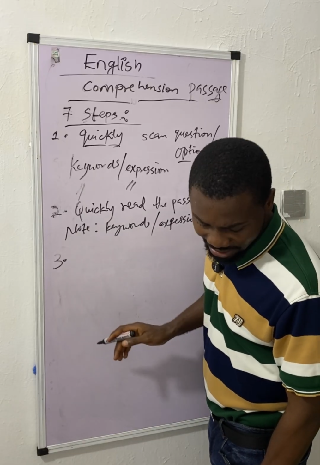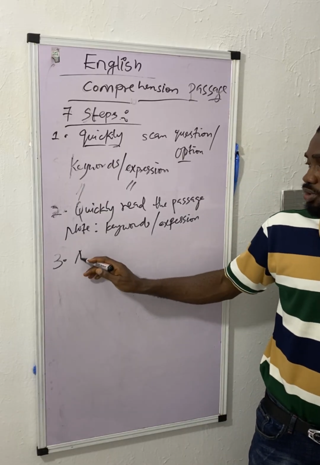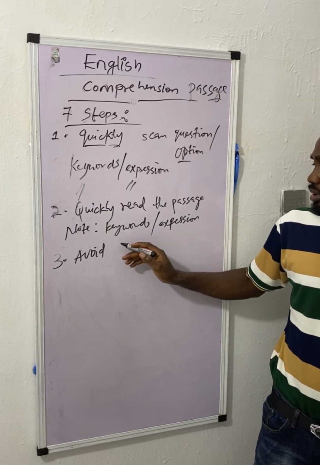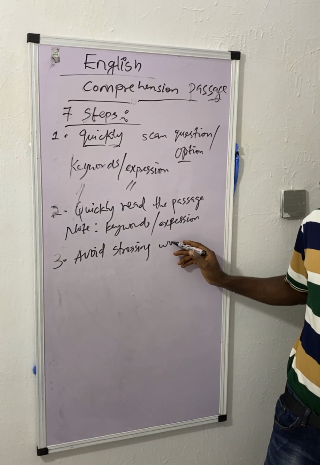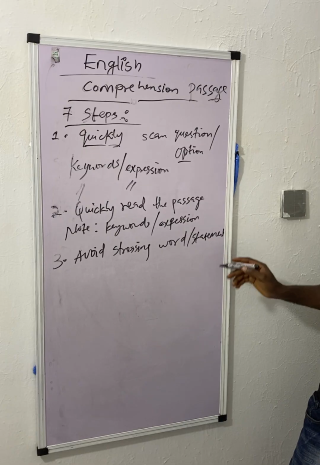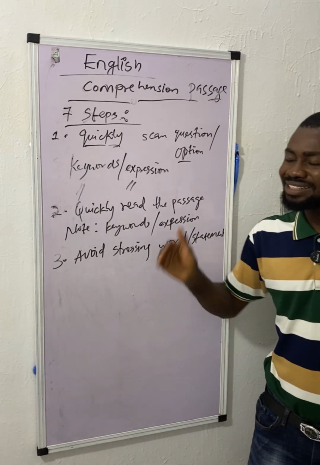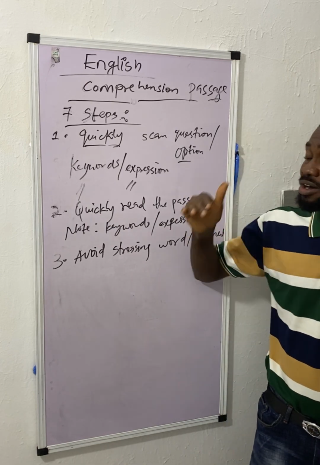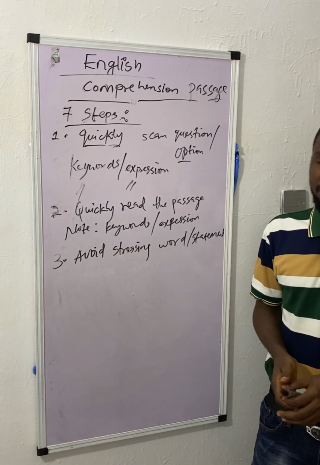Then number 3, the third step is avoid trying to understand strange words and statements. Avoid stressing over strange words, statements, expressions. All those things that look strange to you, just leave them. Continue, and try as much as possible to understand the more familiar words and expressions.